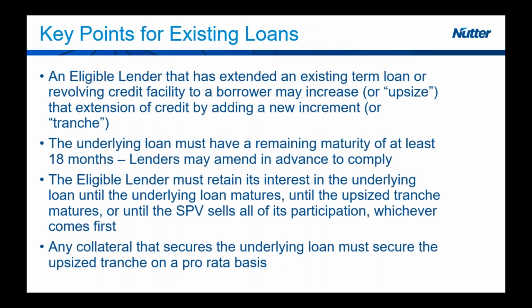A couple points here on existing loans. An eligible lender that has extended an existing term loan or credit facility to a borrower can increase that extension of credit by adding a new increment. So they can upsize the extension of credit by adding a new tranche here. The underlying loan has to have a remaining maturity of at least 18 months, but lenders can amend their loan documents in advance to comply with this requirement.